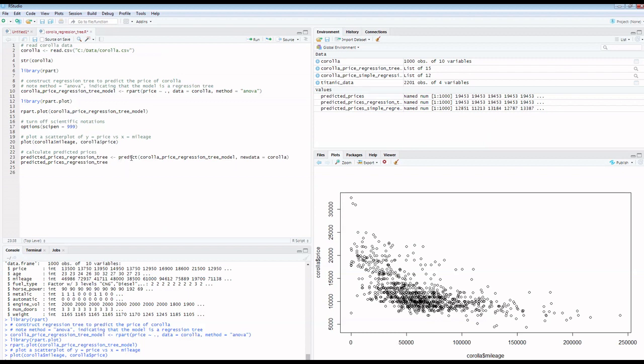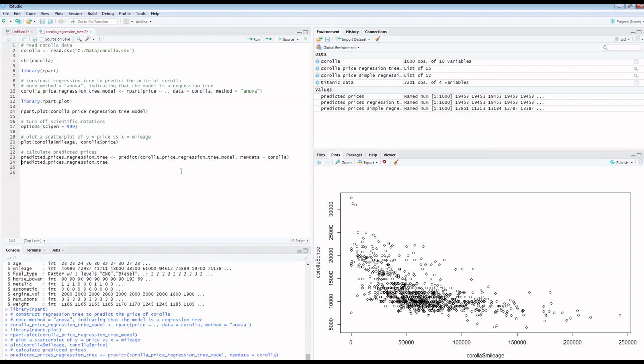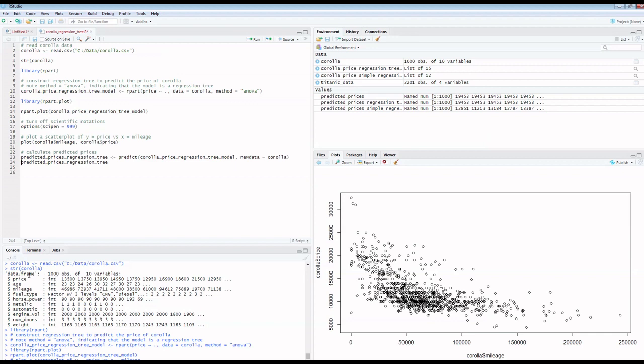All right, using my regression tree model. Using the function predict, as we always do, I'm saying, hey, function predict, use my Corolla price regression tree model, and for the new data, use my old data, the same as I used to train the tree. Okay, so I'm going to run this line, and let's see, how many cars did I have in my original data set? 1,000 cars, right? So here I should have 1,000 predictions. Each car will generate a predicted price.